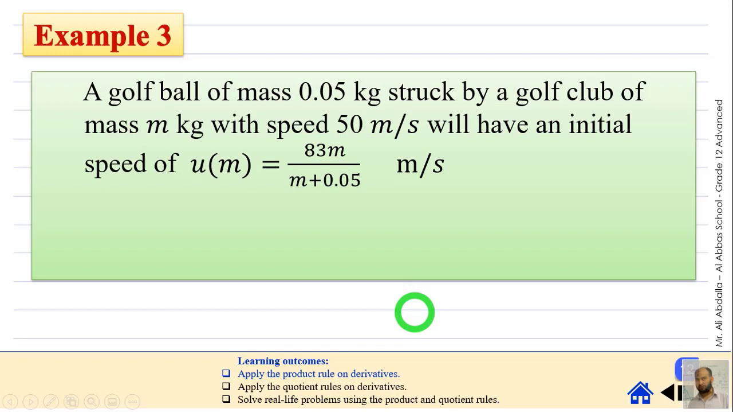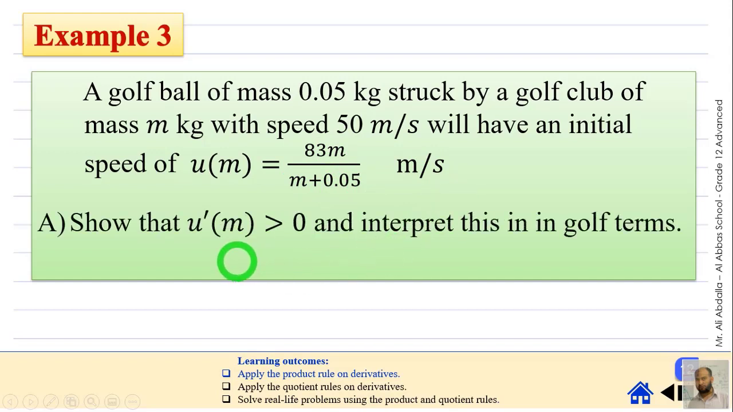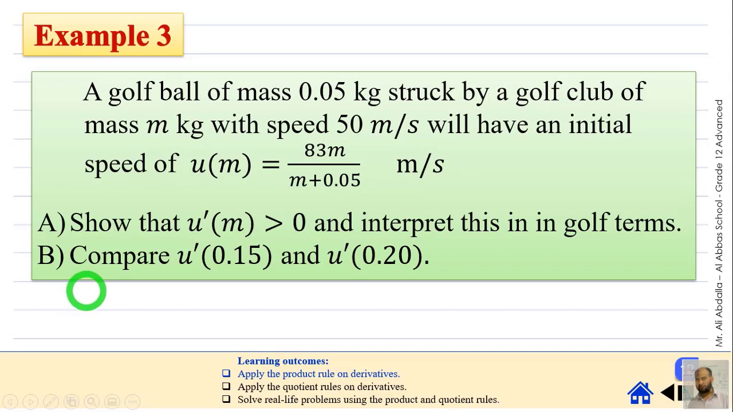Example 3: a golf ball of mass 0.05 kilogram is struck by a golf club of mass m kilograms with speed 50 meters per second. The ball will have an initial speed of u(m) = 83m / (m + 0.05) meters per second. Show that u'(m) is greater than 0 and interpret this in golf terms. Compute u'(0.15) and u'(0.20).